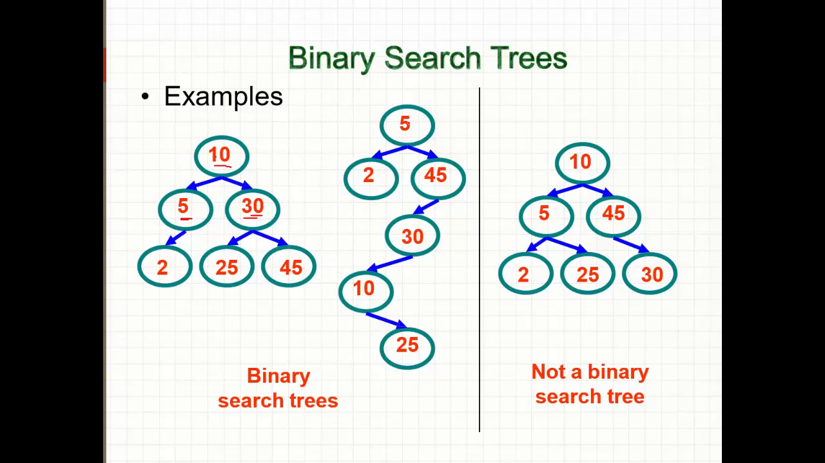Let me say this one, 5, 2. Yes, 45, 30, 10, 25. True. It is true. Then we come here, 10. 10, 5, true. 45, true. 2, true. 25, false. Why? Because this 25 is greater than 10. There's no way it could come here. It could have gone here, and then it comes here.